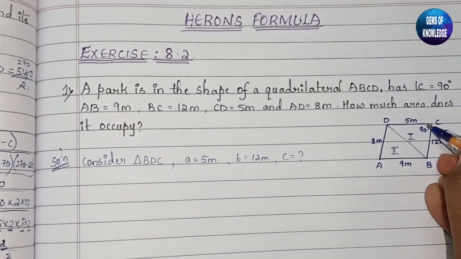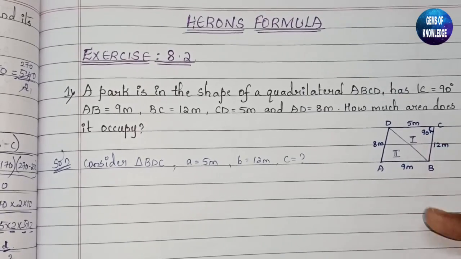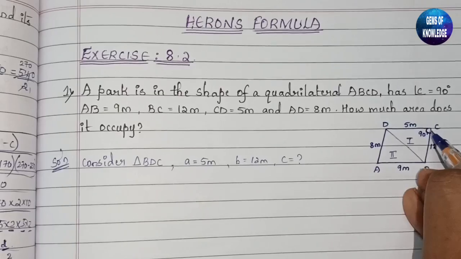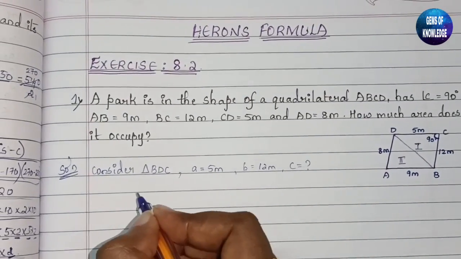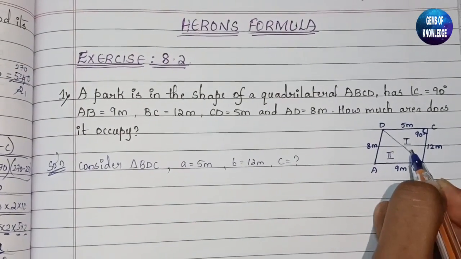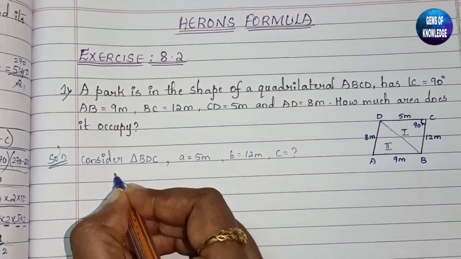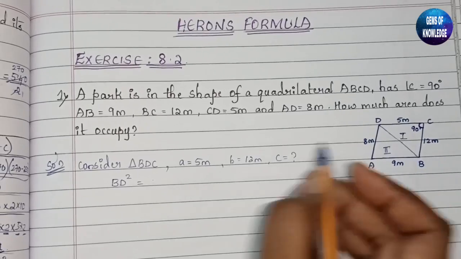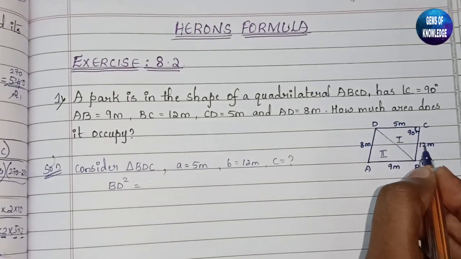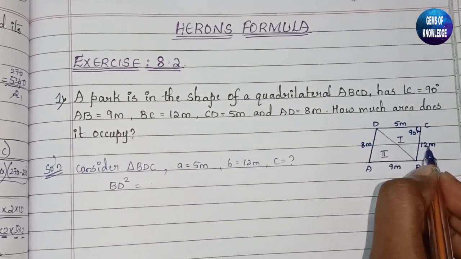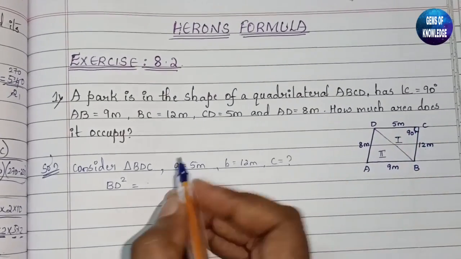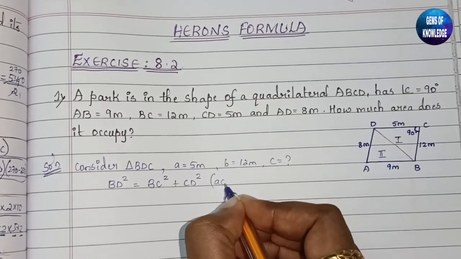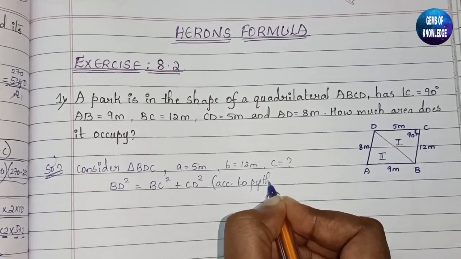As you can see, this is a right angle triangle. This is the base, this is the height. If this is a right angle triangle, we can use the Pythagoras theorem over here, that is BD square is equal to the square of the hypotenuse, which is equal to the sum of the squares of both the sides, that is BC square plus CD square. This is according to Pythagoras theorem.